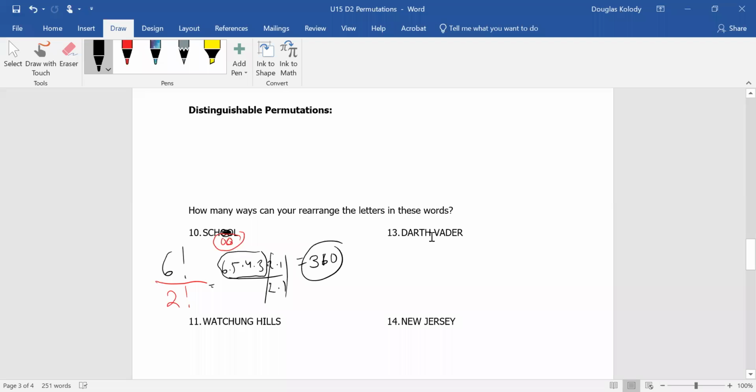Okay, how about Darth Vader? That's pretty good, actually. All right, how many letters in Darth Vader? 1, 2, 3, 4, 5, 6, 7, 8, 9, 10. What if all of these letters were different? If all the letters were different, there'd be 10 factorial ways to arrange them. Do you agree? Right, because 10 letters, 10 factorial.